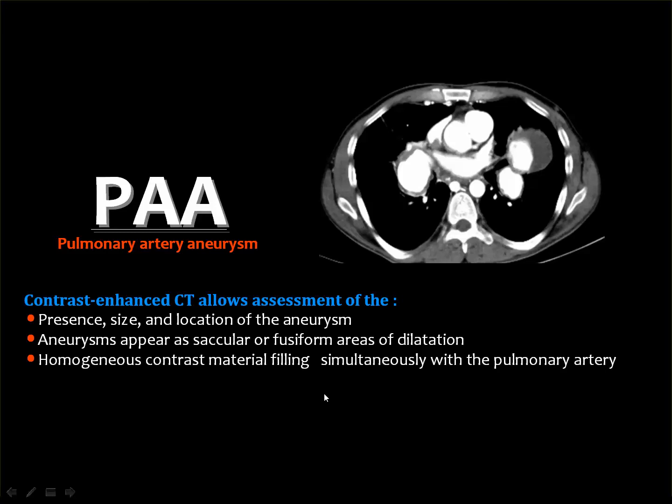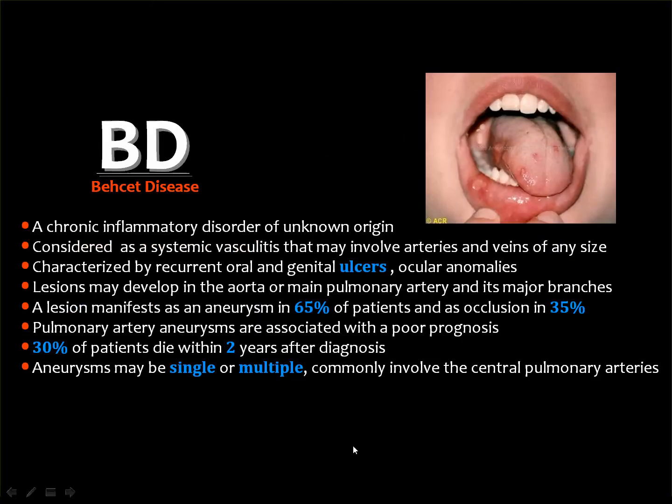Aneurysms of the pulmonary artery can be multiple, especially in patients with Behçet disease. As you can see in this case, there are three aneurysms, two on the left and one on the right, and one of the left aneurysms has mural thrombosis, as you can see here. This is best appreciated using the contrast-enhanced CT pulmonary angiography to assess the size of the aneurysm and the presence of mural thrombosis. Behçet disease is a well-known chronic inflammatory disorder.